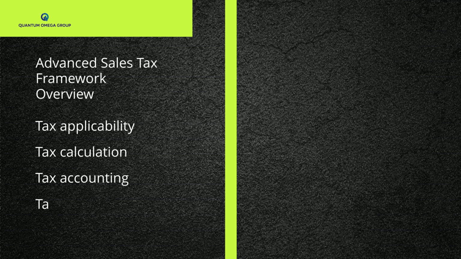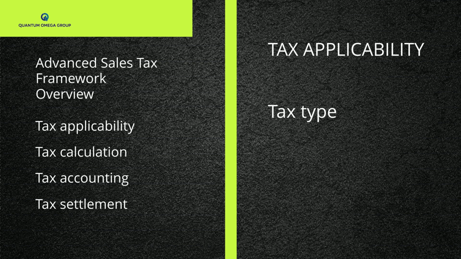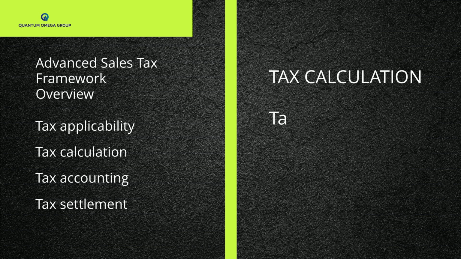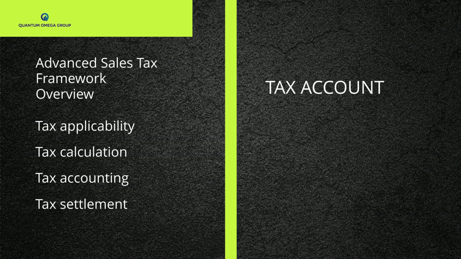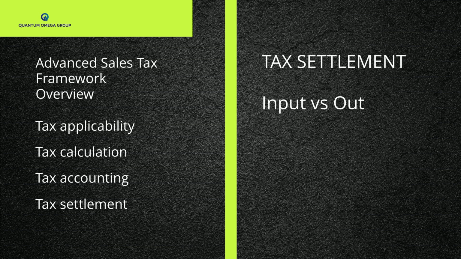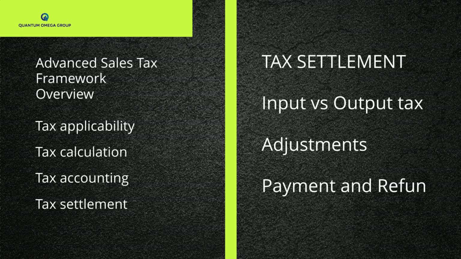The Advanced Sales Tax Framework covers 4 areas of sales tax: tax applicability, tax calculation, tax accounting, and tax settlement. Tax applicability is how a tax type, tax component, or tax rate is applied in a transactional scenario. Tax calculation determines the tax amount and tax distribution. Tax accounting covers the posting of the calculated tax amount. Tax settlement includes assessing the input and output taxes, tax adjustments, and tax payment or refund.